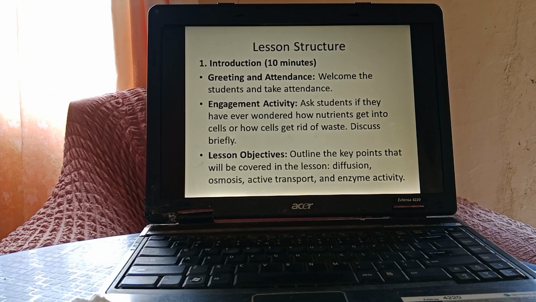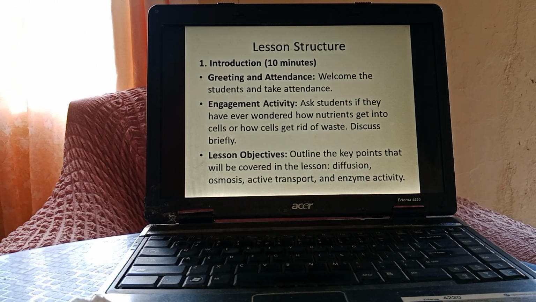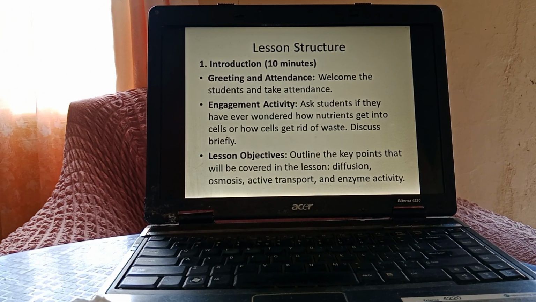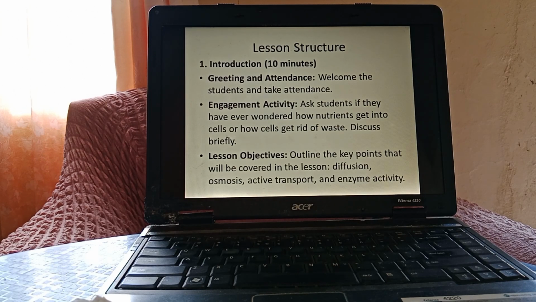Lesson structure, introduction, 10 minutes, where you do the greeting and then you take the attendance, welcoming the students and giving the reason for taking the attendance. Then you have an engagement activity where you ask students if they have ever wondered how nutrients get into cells, or how cells get rid of waste, discussed just briefly.